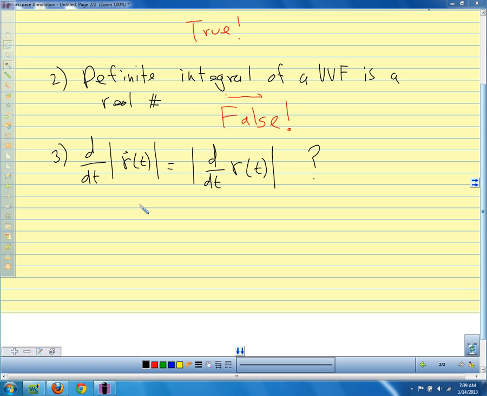So uniform circular motion. What's the speed in uniform circular motion? Does the speed change? No. The speed is constant, but the velocity is not, because the velocity does what? Changes direction, right? So this would be for uniform circular motion. This one is false.